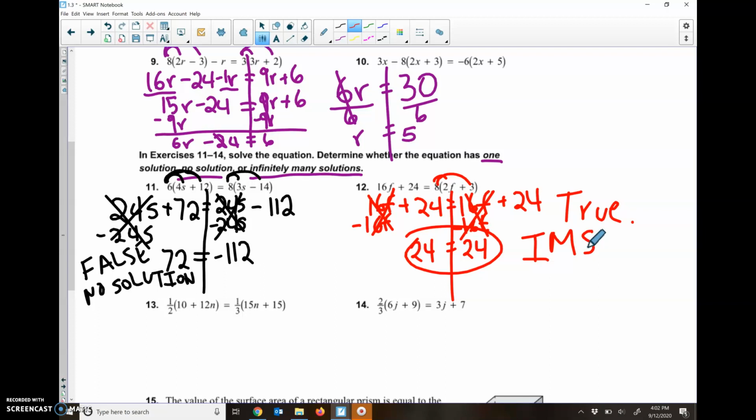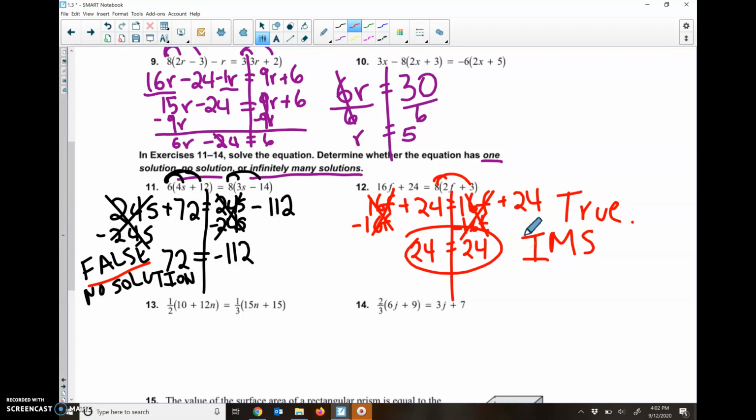So one solution problems, all the problems we did before that where you just get a number. No solution problems, when you end up solving it, you get stuck at this point. 72 equals negative 112. That is false. 72 does not equal negative 112. So that's a no solution problem.